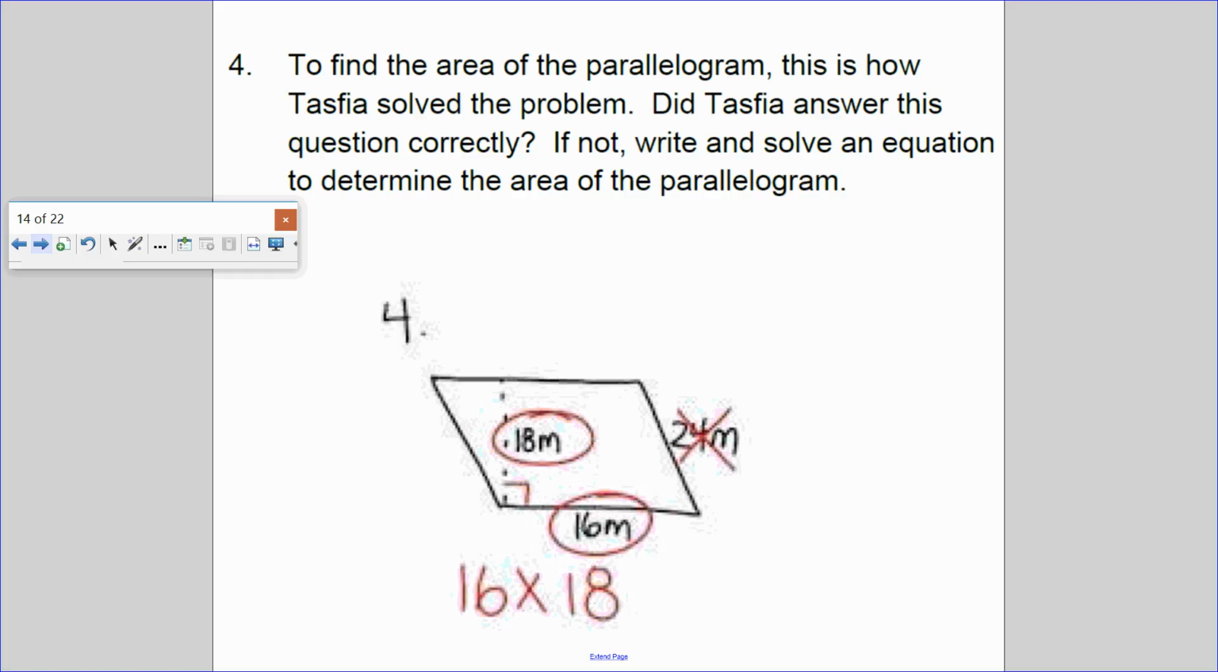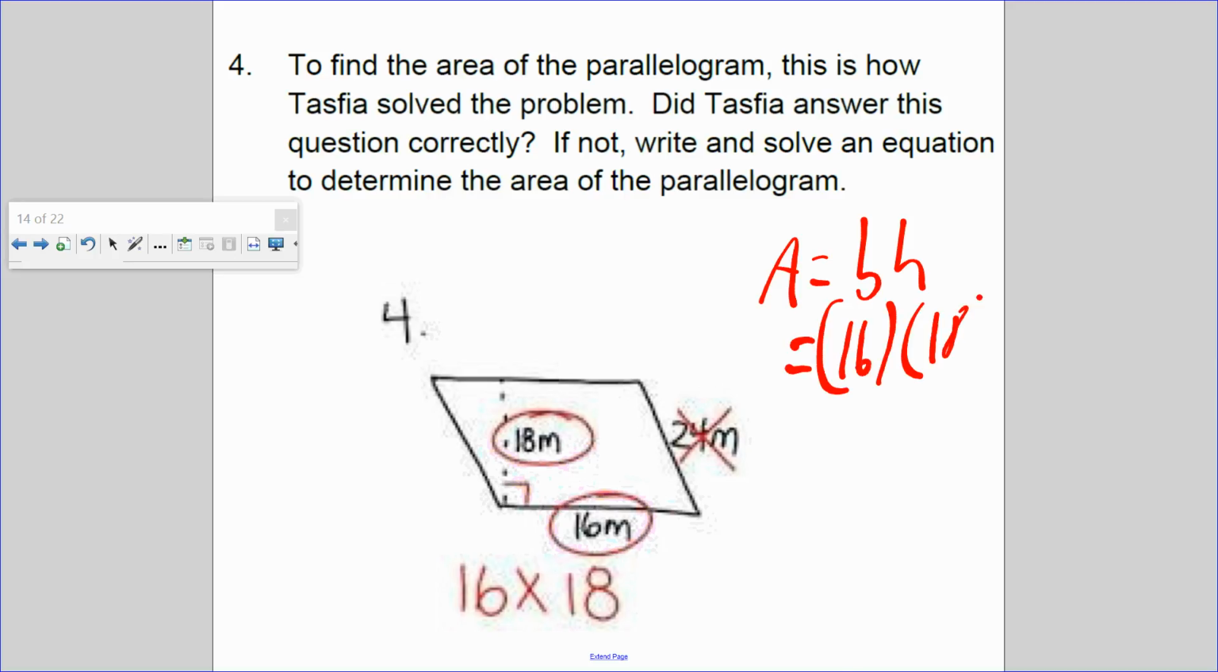So number 4. To find the area of the parallelogram, this is how Tasvia solved the problem. Did Tasvia answer this question correctly? If not, write and solve an equation to determine the area. So what she did, she multiplied the base and the height. Actually, I don't see anything wrong with this one. If not, write and solve. Did she answer? Well, she didn't. Oh, she forgot to solve it. So, of course, she didn't do that great of a job. So, let's solve it for her.